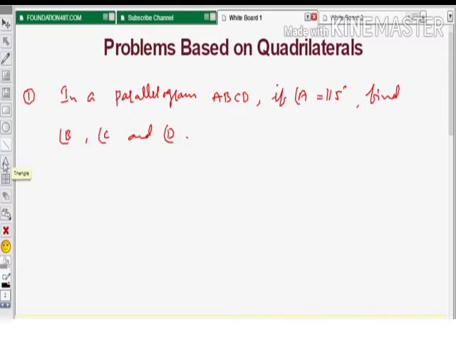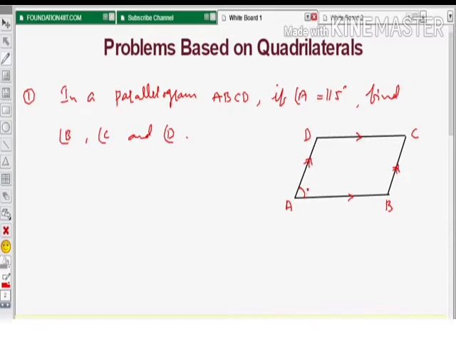If you take the parallelogram, we should know the properties of the parallelogram. Whatever the question is about, we should know the properties of that particular quadrilateral. If the question is about a parallelogram, we should know the properties of a parallelogram. Here AB is parallel to CD. So these two are parallel, and the other two opposite sides are also parallel and equal. Then, according to the rule, the sum of the adjacent angles is 180 degrees.